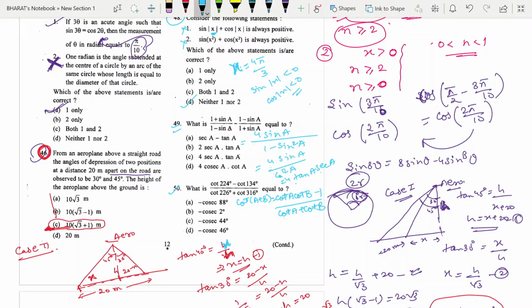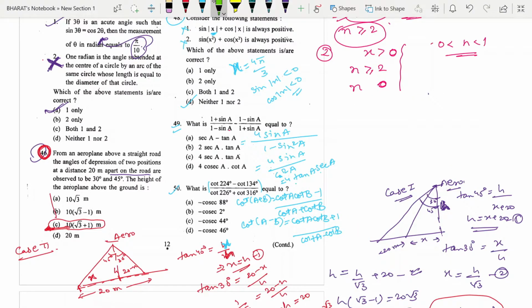From this formula, we can get, and similarly for the negative one, cot(A−B) equals cot A cot B plus 1 upon cot A minus cot B. So from this formula we can get the value of this. We can solve this. For solving this we have to clean some area.